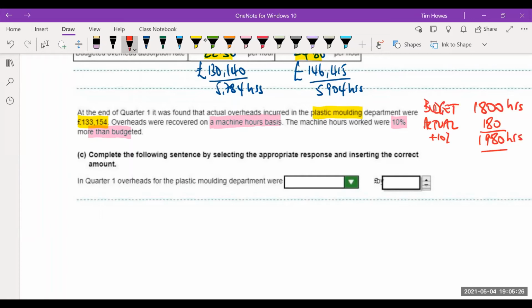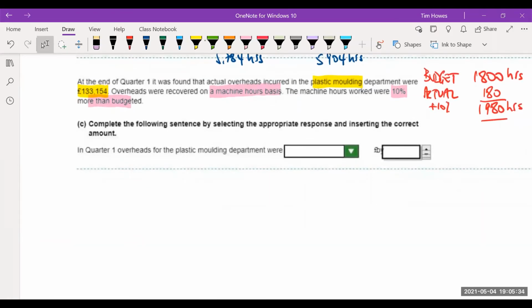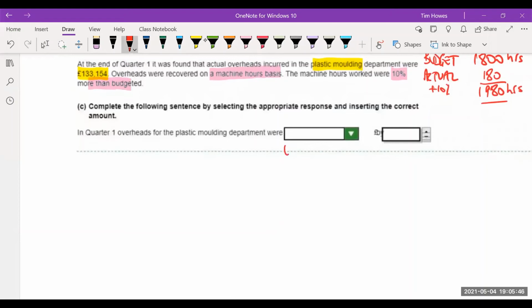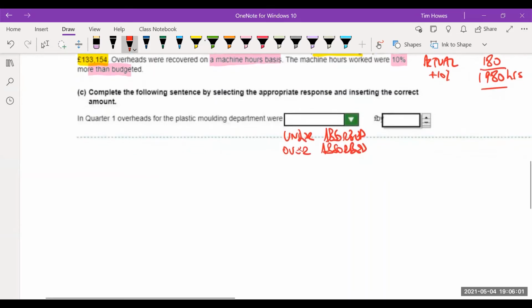This one, obviously, wants us to see what actually happened. So the question says, complete the following sentence using the appropriate response and inserting the correct amount. Now, I should really have given a choice here, but basically it's either going to be under absorbed or over absorbed. Those will be the 2 choices, and of course an amount is going to pop into here.